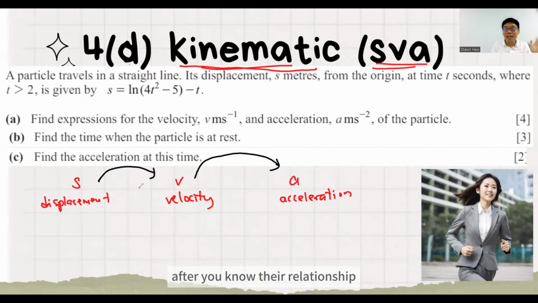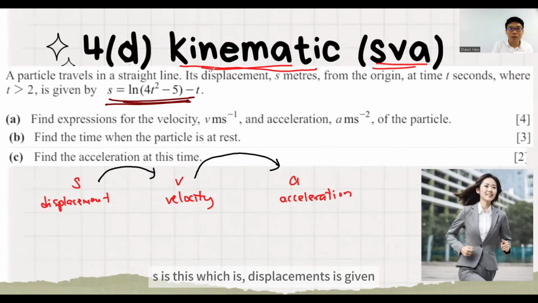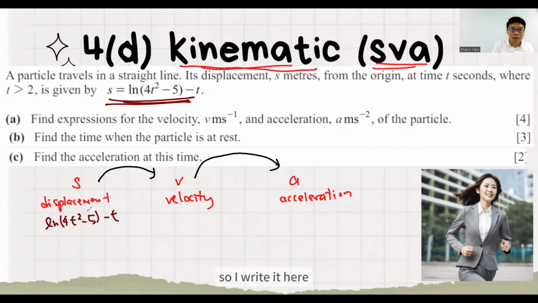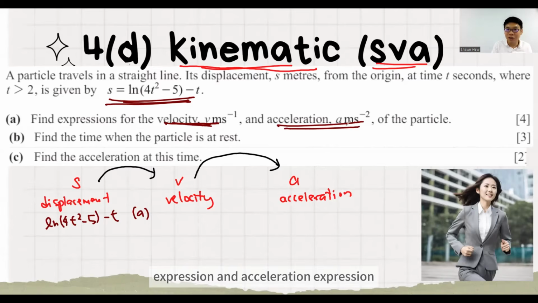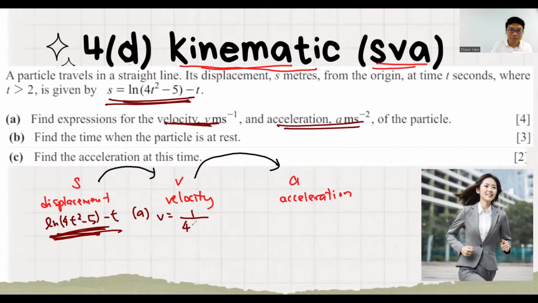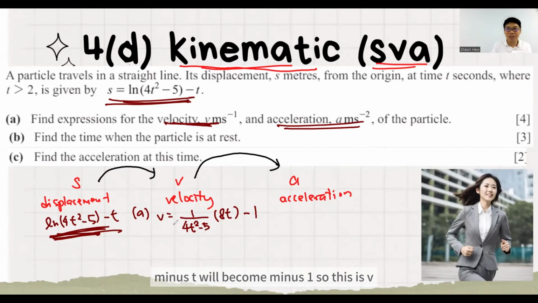Okay, so after you know their relationship, let's see the question. When I see the question is kinematics, I will write SVA first and fill in the information accordingly. The question says S is this, so displacement is given, and I write it here. For part A, they ask for the velocity expression and acceleration expression. So v is the differentiation of your s. Differentiate ln of this part, then differentiate 8t, and minus t will become minus 1. So this is v.